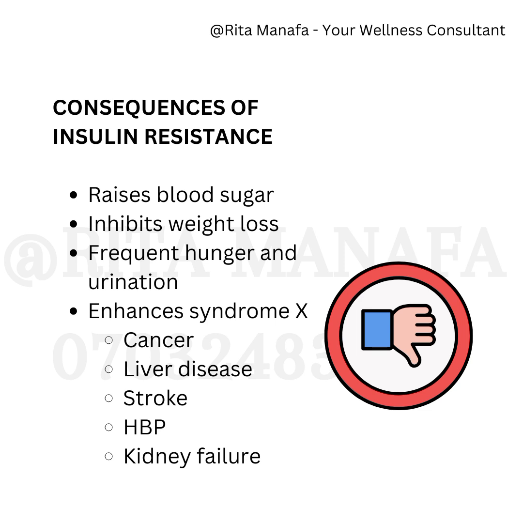Now, insulin resistance also enhances syndrome X. I remember we spoke about this in our previous video. Because of insulin resistance, many people have what we call metabolic syndrome. Many of the things that kill us in our world today are linked to this metabolic syndrome. Things like cancer, liver disease, high blood pressure, stroke, kidney failure, all these things are connected to syndrome X. And syndrome X is mainly a result of insulin resistance.